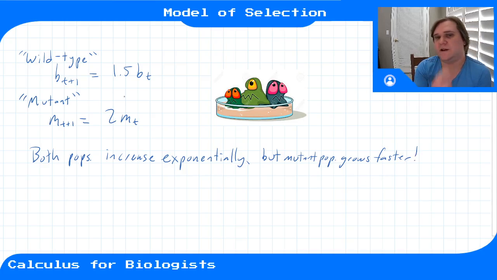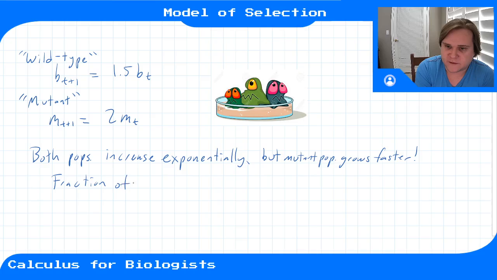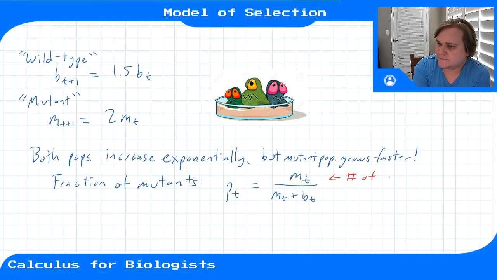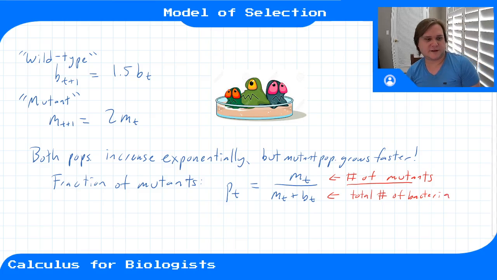Okay, so if we want to understand what's going on in our petri dish, we could track both of these types of bacteria and compare their population levels, or we could try to model the fraction of mutants instead. If we call the fraction of mutants p_t, then this is given by M_t over M_t plus B_t. That's the number of mutants divided by the total number of bacteria, the addition of both types of bacteria. Maybe we're interested in tracking this fraction, or maybe this is easier to measure. Maybe the mutant glows when you shine a light on it, and the wild type doesn't, so then you can measure the fraction easier than you can measure the independent types of bacteria.